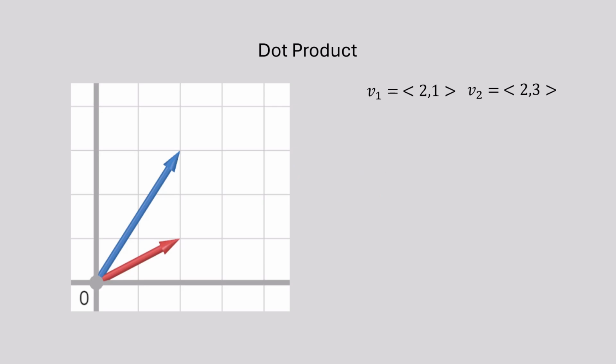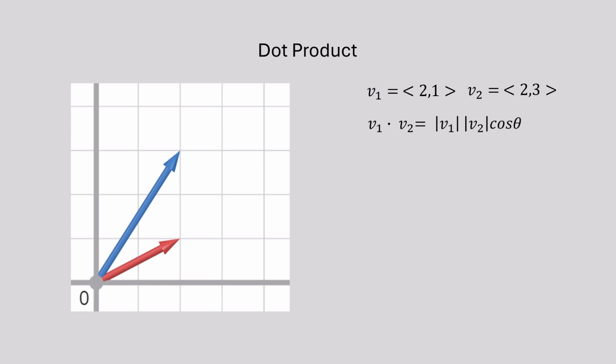Let's start with the dot product. This operation multiplies two vectors and returns a scalar. Look at this example. To perform the dot product, we simply multiply each component, then add them all together. Let's look at the dot product between these two vectors.